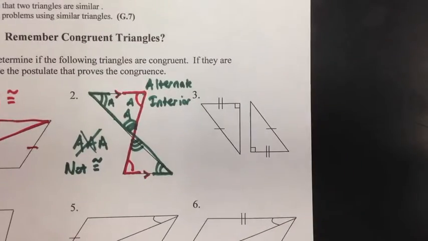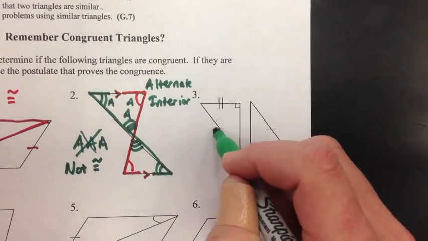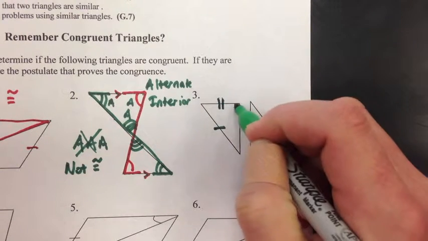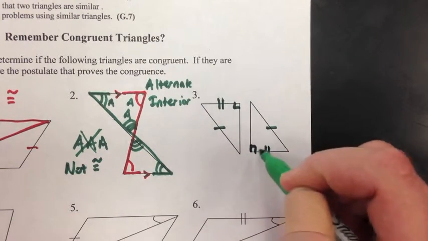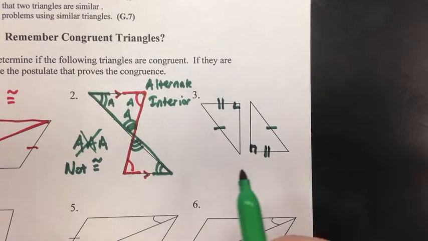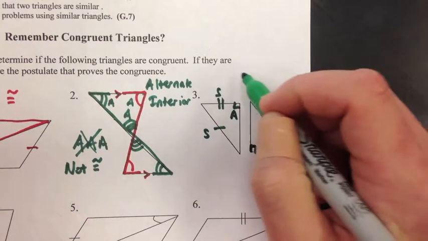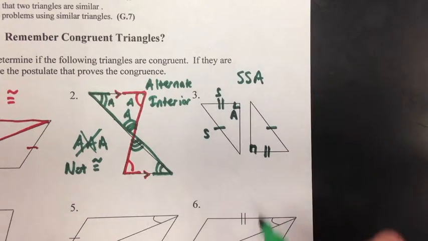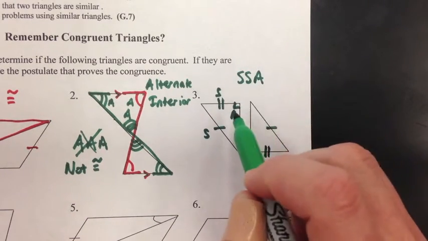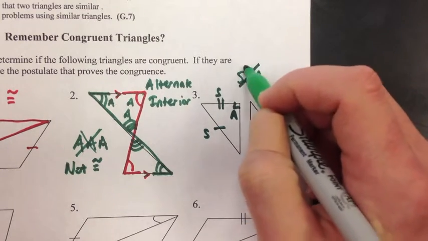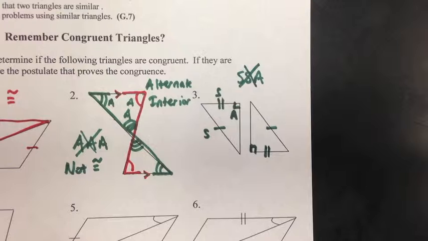Now number 3, we've got 1 set of sides, we've got 2 sets of sides, and then we also have congruent angles. Normally we would say, now this is a side, this is a side, this is an angle. SSA, now if you spell it backwards you have a bad word there, I'm not going to write that down. Side-side angle does not prove triangles congruent.